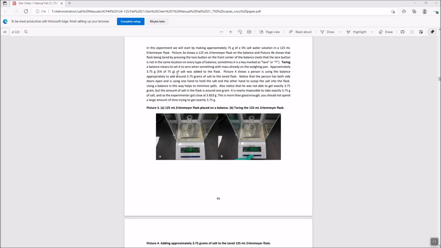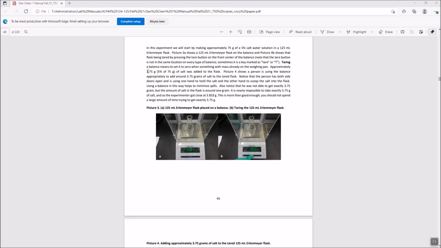We're then going to add about 71 milliliters of water. The density of water is approximately 1, so 71 milliliters of water is going to be about 71 grams of water. That'll give us 3.75 plus 71, which is about 74.75 grams of solution. We can then calculate the mass percent of the solution, which should be around 5%, by taking the mass of the solute divided by the mass of the solution times 100.